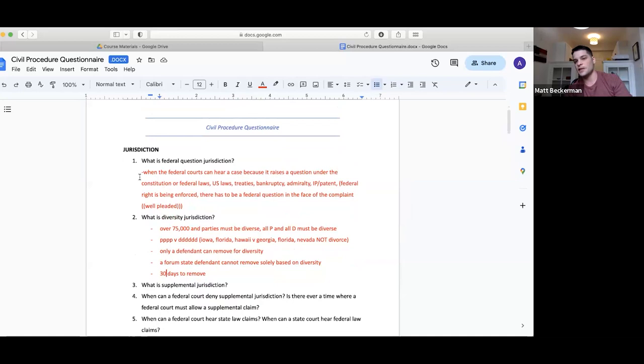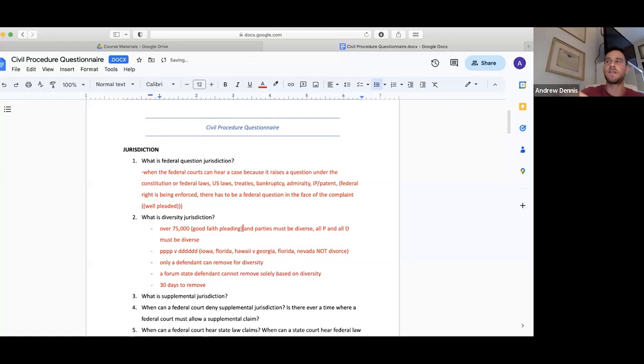With a calculator? No. They just kind of trust the plaintiff's good faith, really. It's not strictly scrutinized. It's a good play, right? If you believe it's going to be $76,000 in damages and it turns out to only be $50,000, it would still satisfy diversity because you pled in good faith, believing that it was going to be $75,000 in damages.